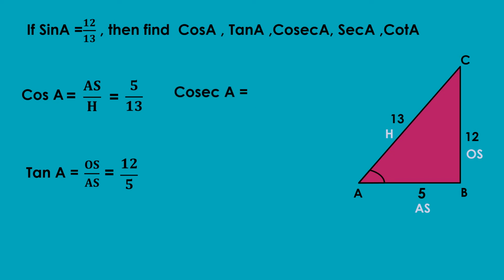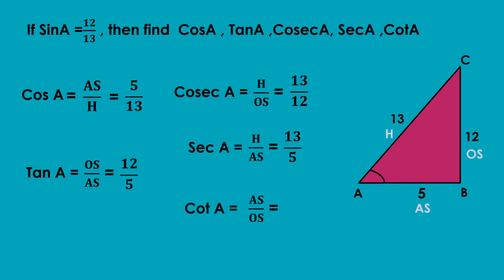And cosec A is equal to hypotenuse by opposite side. That is 13 by 12. And sec A is equal to hypotenuse by adjacent side. That is 13 by 5. Cot A is equal to adjacent side by opposite side. That means 5 by 12. So like this we have to find all the trigonometric ratios when we know only one trigonometric ratio.